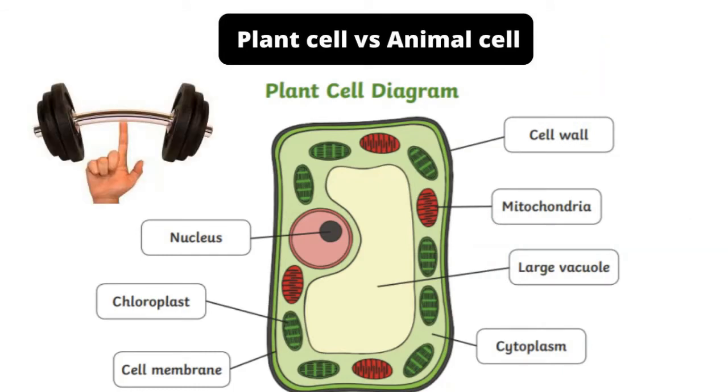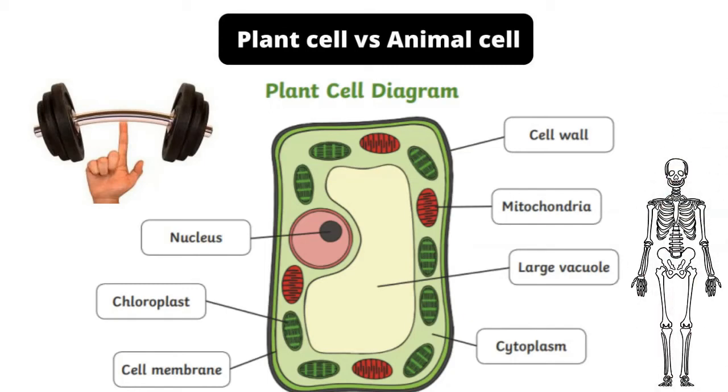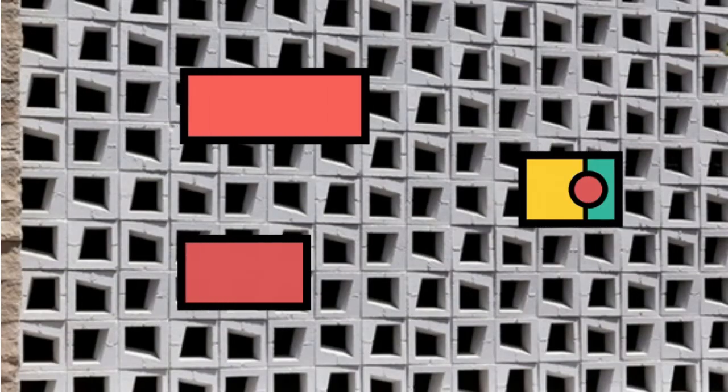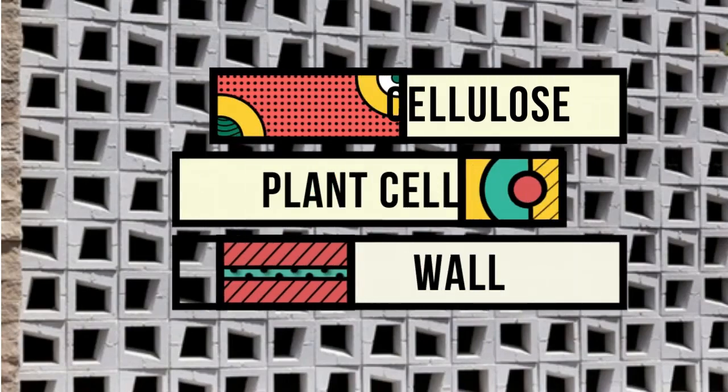You and I have cells, tissues, and organs. We form a spine. We form muscles. Plants do not do this, so they need support. Their support is generated by the cell wall. We often call it a cellulose cell wall.